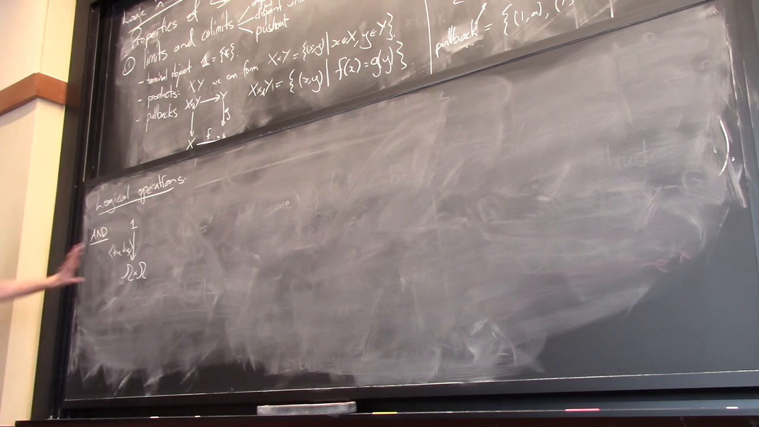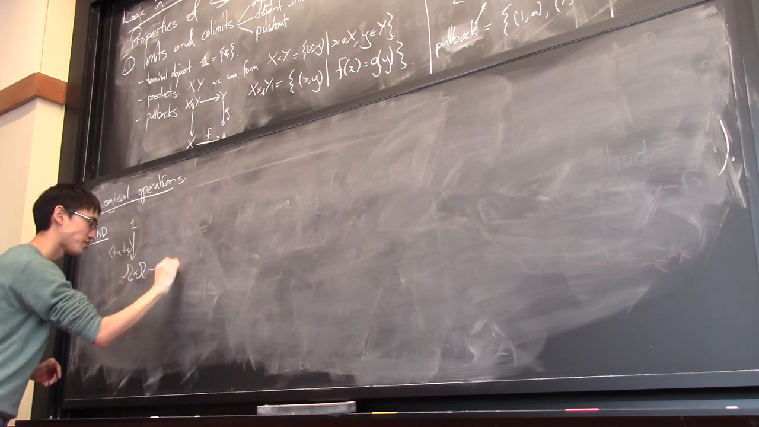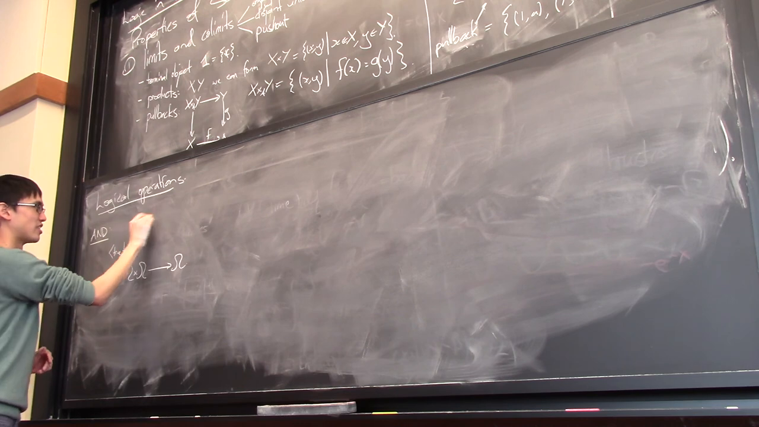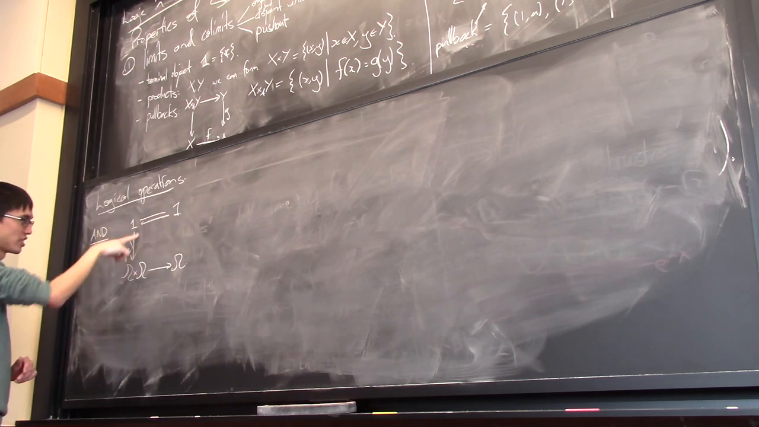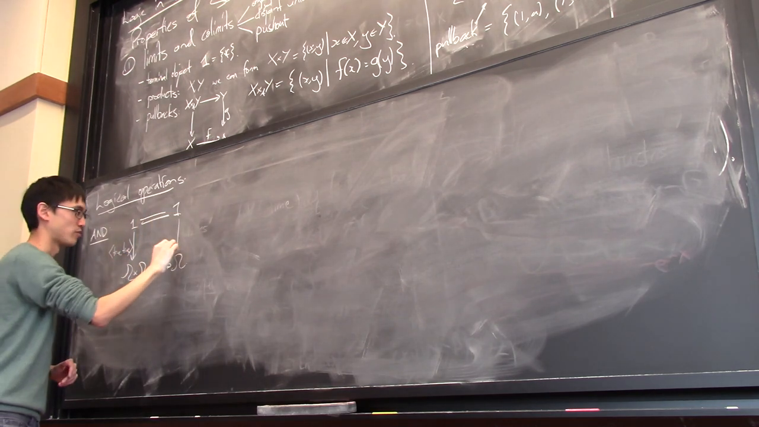But that's not quite what we want. This expresses andness in some way, but we still want a map from omega times omega to omega. So how do we do this? Well, it turns out that this is a subobject of this, and we can just use the universal property of the subobject classifier.